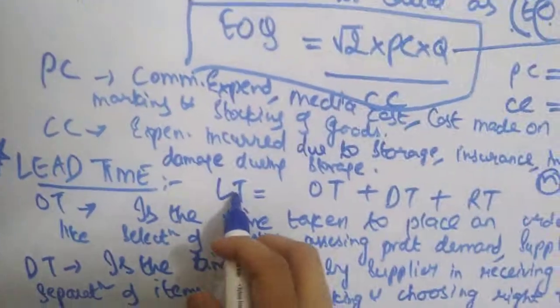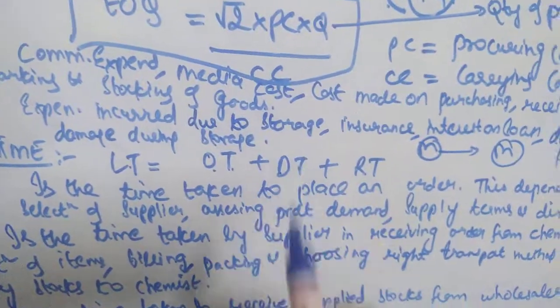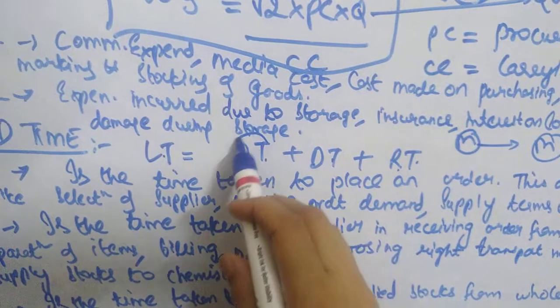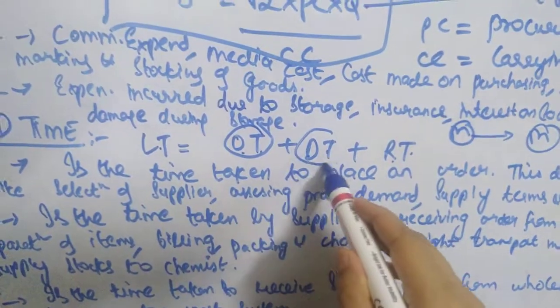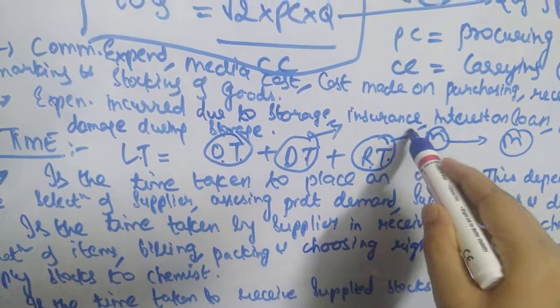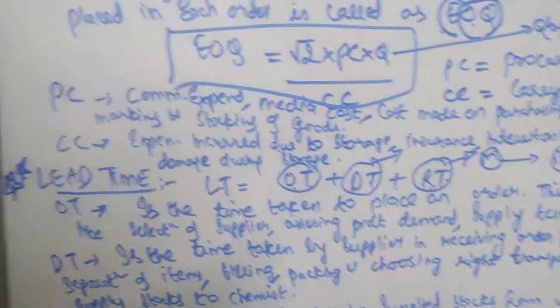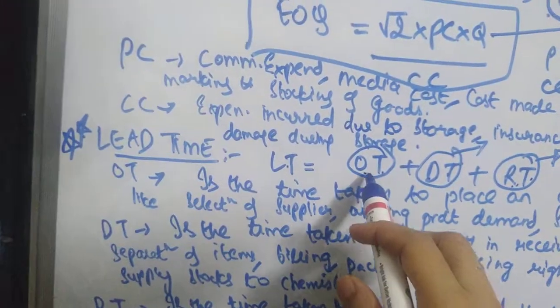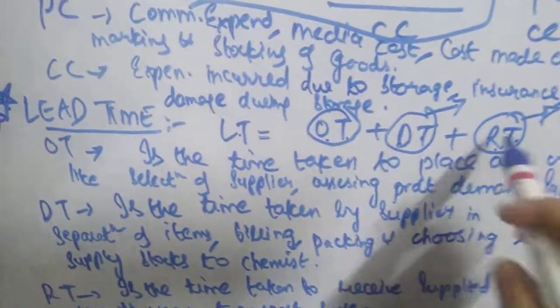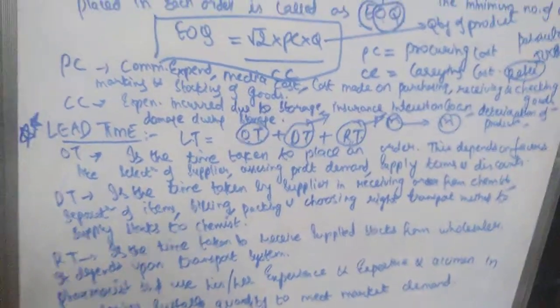So lead time is the combination of ordering time, delivery time, receiving time. Ordering time, you are ordering on phone to a supplier. Delivery time, that supplier should supply to you. Receiving time, when you actually receive the goods. So your lead time is the combination of ordering time plus delivery time plus receiving time. Okay, so now let us see what you mean by OT, DT and RT. As I told you, it is a very important question. You can also expect this for 2 marks.